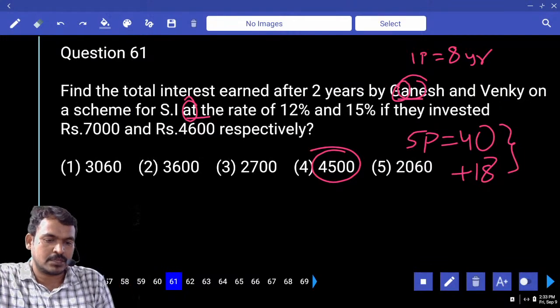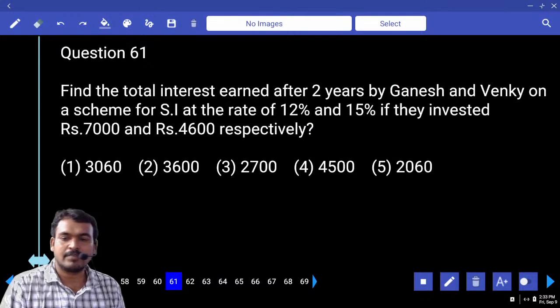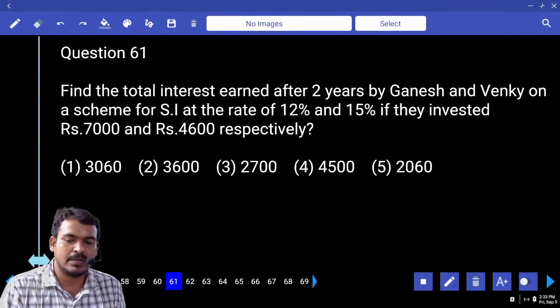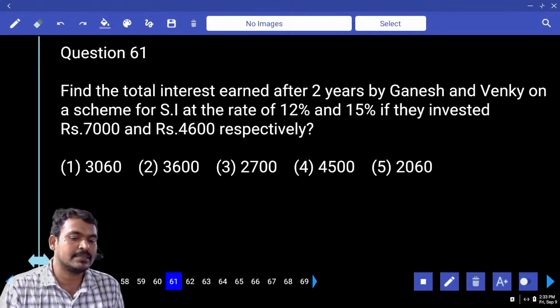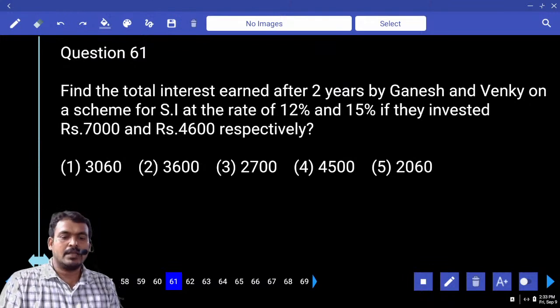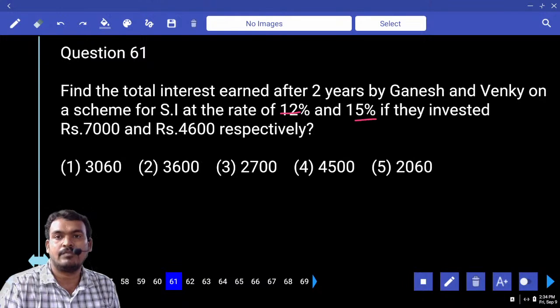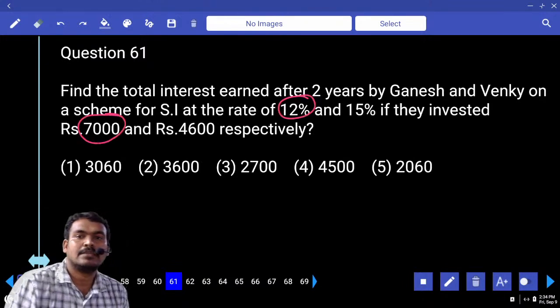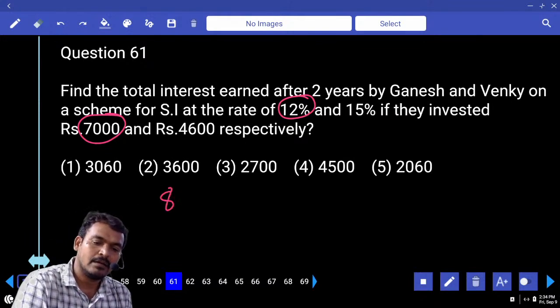Question number 61. Find the total interest earned after 2 years by Ganesh and Venki on a scheme for simple interest at the rate of 12% and 15%. They invested 7,000 and 4,600 respectively. What is the rate of percent of the first one? 12%. Second one, 15%. But the first one, 12% is calculated on which value? 7,000. What is the 12% of 7,000? 840, or not?